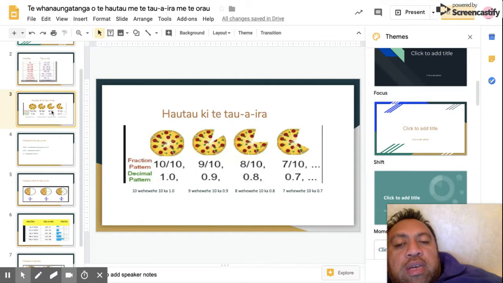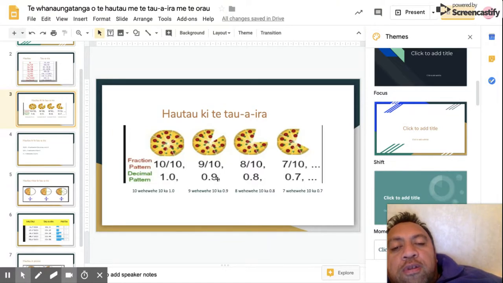So here again is the picture form. We have 10 pieces of pizza to start with. 1 pizza is eaten, so there's 9 pizzas left. So 9 out of 10 pizzas are left. Therefore, if we went 9, wehe 10 equals 0.9.